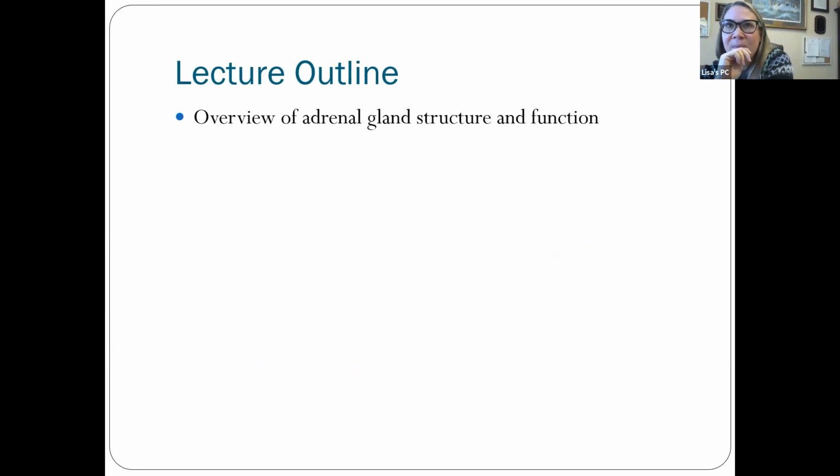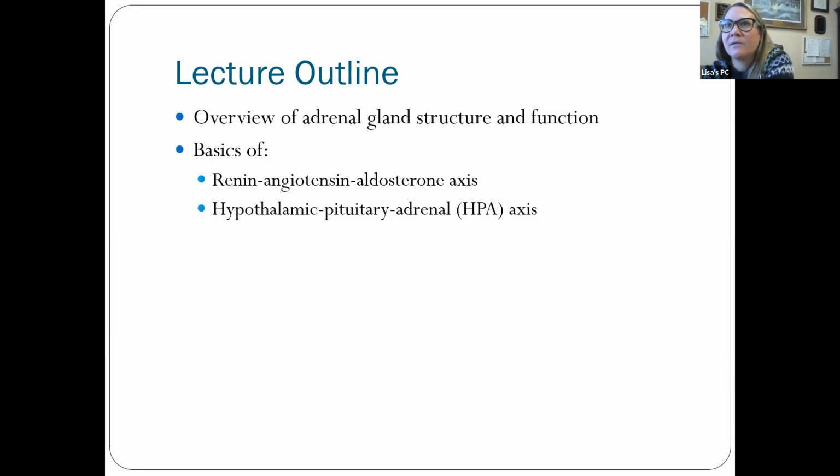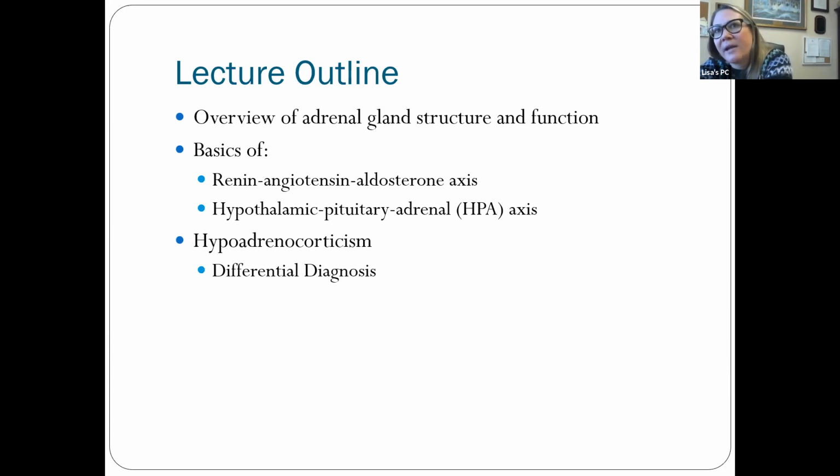If you've sat in one of my lectures before, I think it's really important to at least review normal physiology before you can fully understand pathology. So we'll talk about adrenal gland structure and function, and then some of the physiology behind the renin-angiotensin-aldosterone axis and the HPA axis. I'll briefly go over a broad differential diagnosis of adrenal gland hypofunction, or adrenal hypocorticism, just to give you a broad picture of what falls under that differential. Not that we're going to talk in detail about every single one of those things.